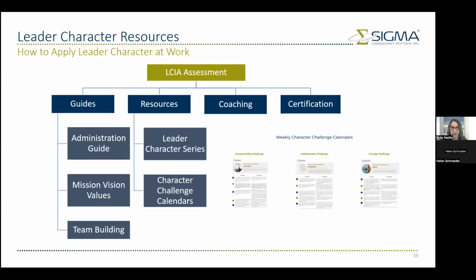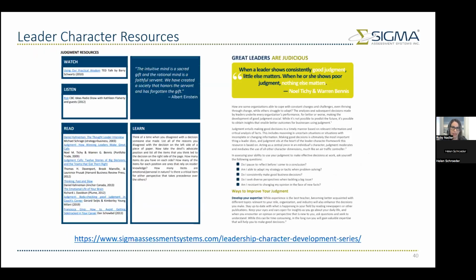We also have a lot of resources that stem from this framework. We have various guides on our website. Helen can link to the leader character series that we've developed that breaks down help for each of the 11 dimensions. So we're just talking about some of our development opportunities. I encourage you to check that link out. The Leadership Character Development Series is a freely available resource that has some tips and ways of thinking about each of those 11 dimensions.